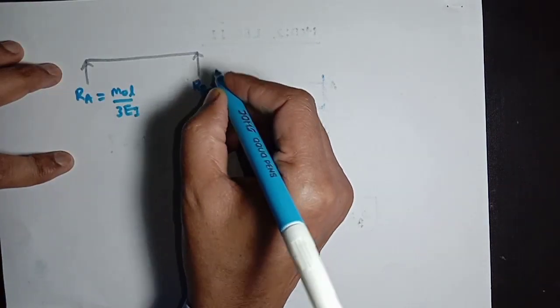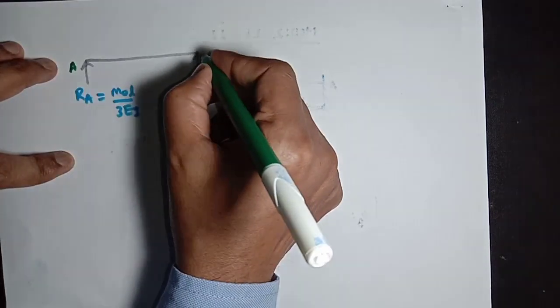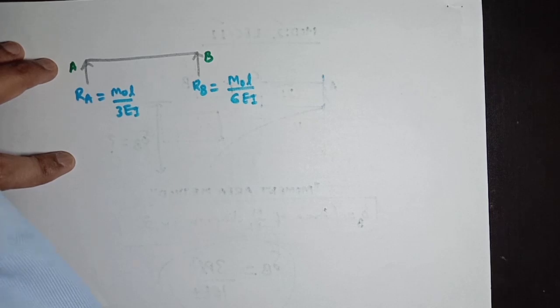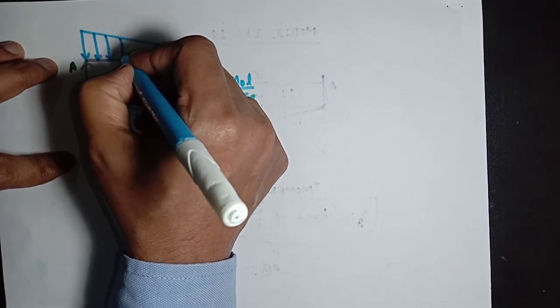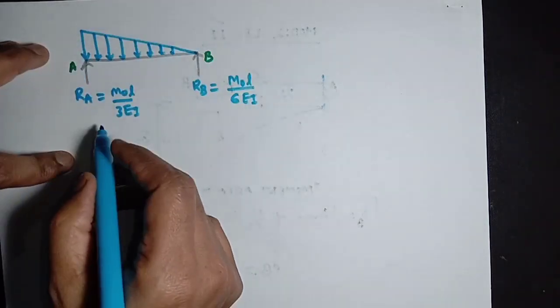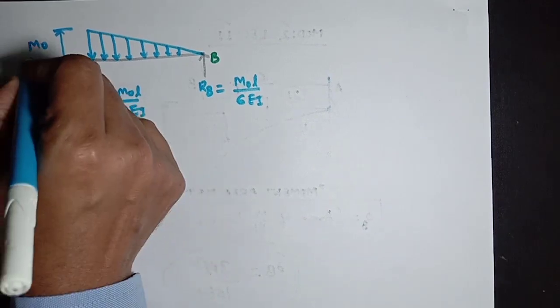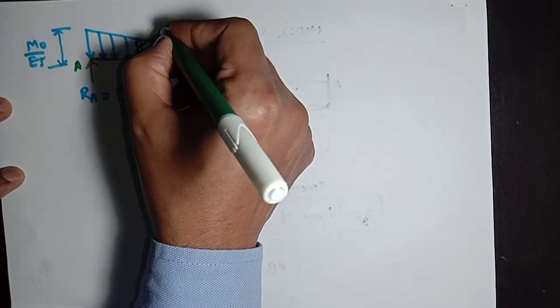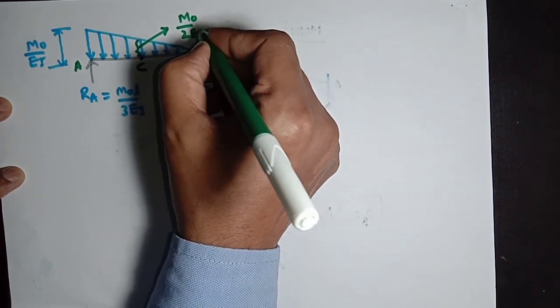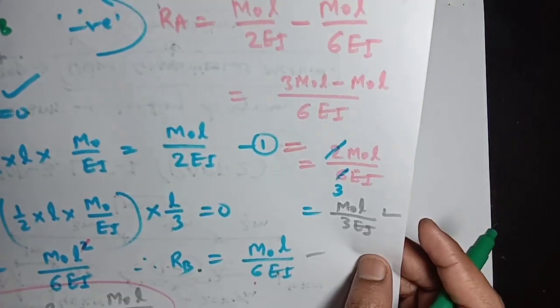Here RB is calculated as M0 L divided by 6 EI, and this point is A, this point is B, and this conjugate beam is subjected to triangular loading, and the maximum loading is here. This value is M0 divided by EI. The loading value at C will be M0 divided by twice EI, which we calculated during the formation of the M over EI diagram.